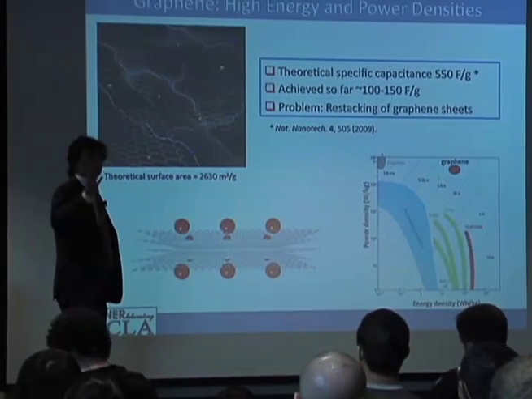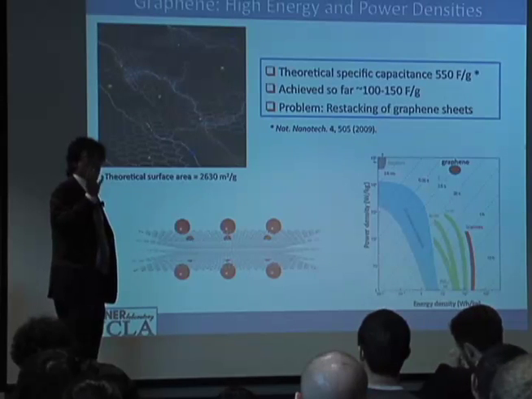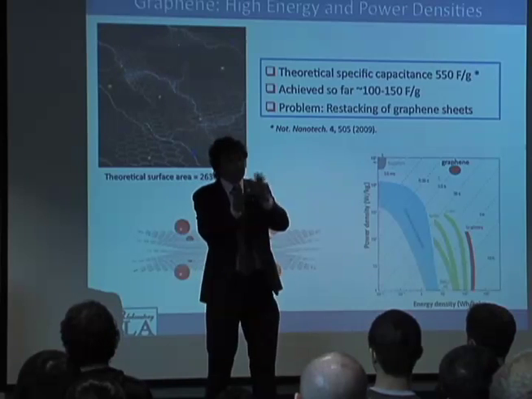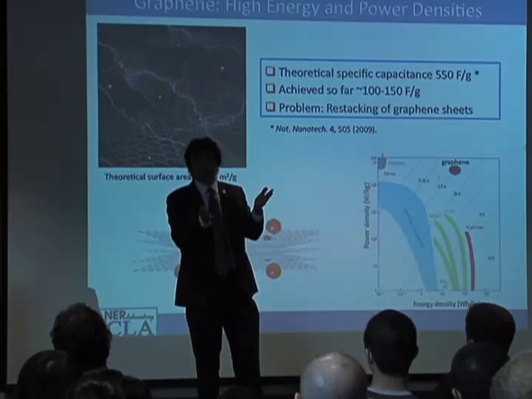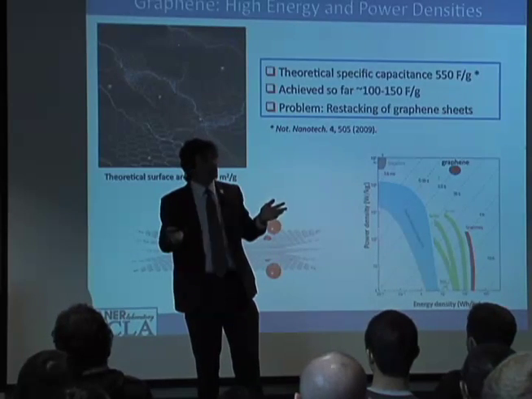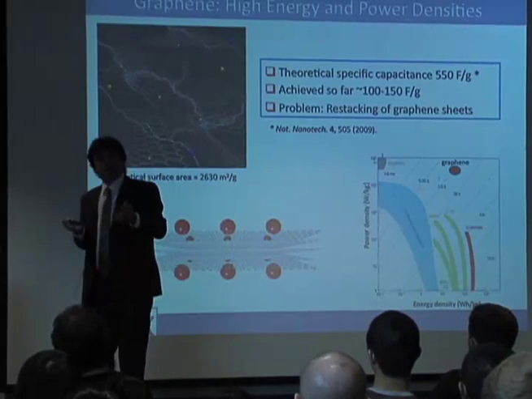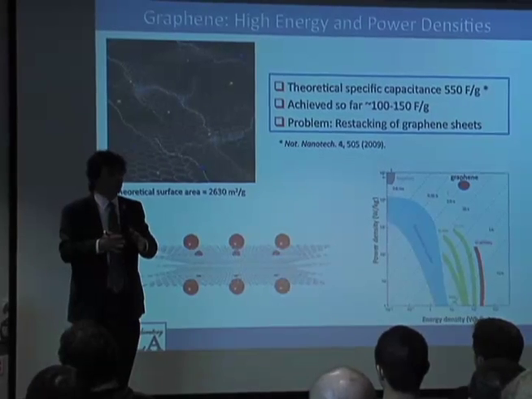And the theoretical surface area of a sheet of carbon is 2,630 meters squared per gram. But imagine if you take a second sheet and put it on top of the first. You lose half the surface area, right? Half the bottom and half the top. So you're down to 1,300 meters squared per gram. So all of a sudden you've got a problem. So the trick is, how are you going to keep the graphene sheets apart?